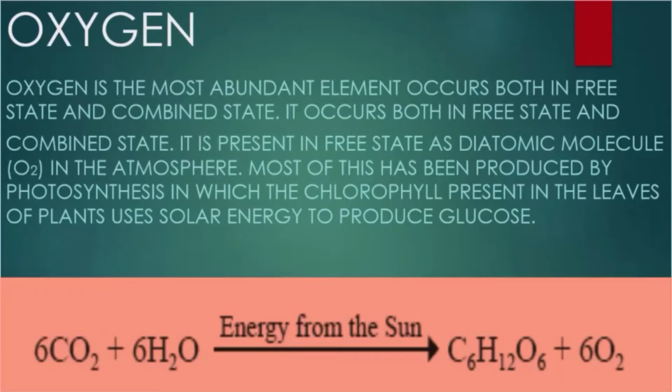Oxygen. Oxygen is the most abundant element on the earth by mass and the third most abundant element in the universe. It occurs both in free state and combined state. It is present in free state as a diatomic molecule in the atmosphere. Most of this has been produced by photosynthesis, in which the chlorophyll present in the leaves of plants uses solar energy to produce glucose. Carbon dioxide plus water gives C6H12O6, glucose, plus oxygen. In combined state, it is present in the earth's crust as silicates and metal oxides.